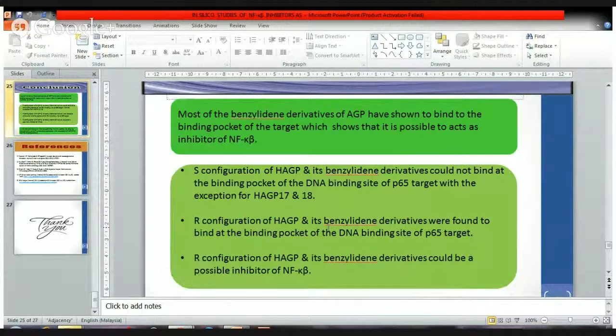While the R configurations of the HAGP and its benzylidine derivatives were found to bind at the binding pocket of the DNA binding site of P65 target. So here we can come to a conclusion saying that the R configuration of HAGP and its benzylidine derivative could be a possible inhibitor of NF-kappa B.